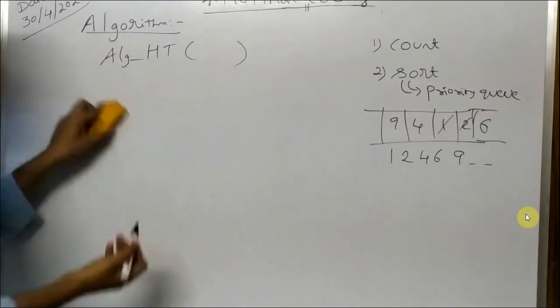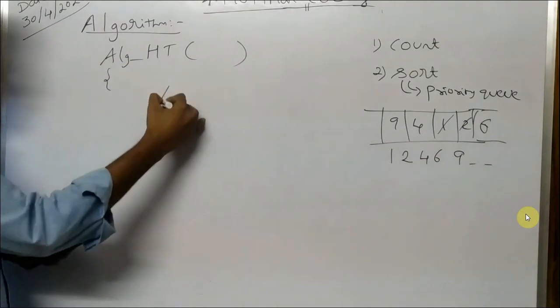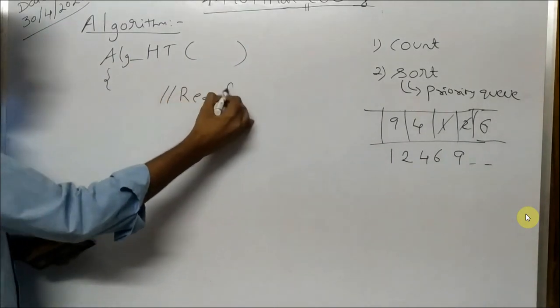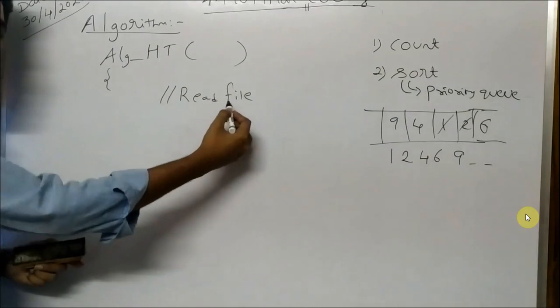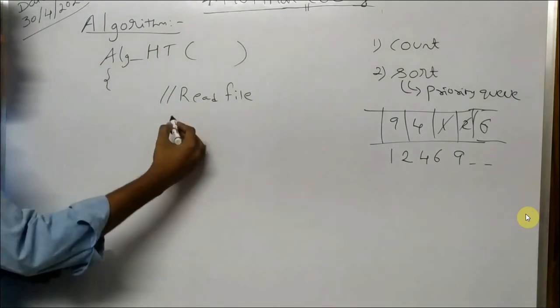I am going to construct one Huffman tree. Algorithm for Huffman tree: what I am going to do is read a file, and I am going to pass the frequency of those characters.